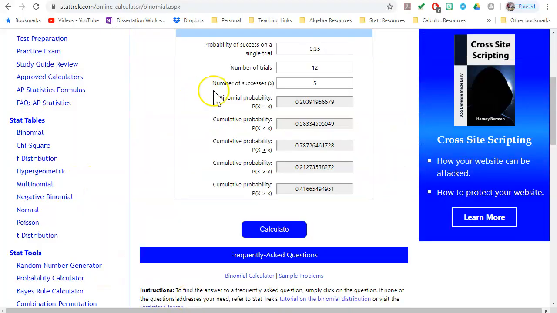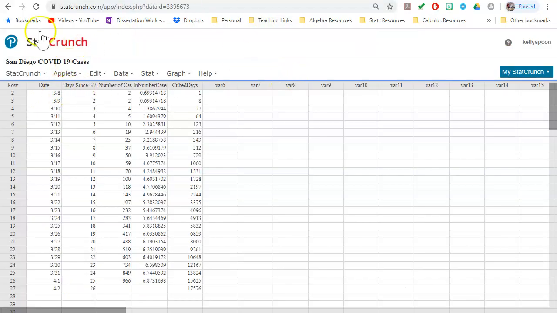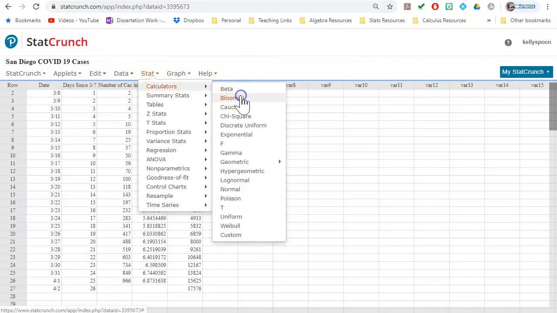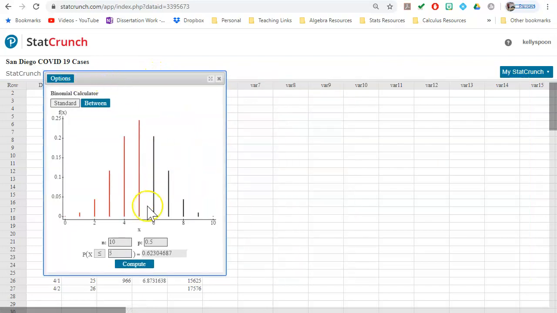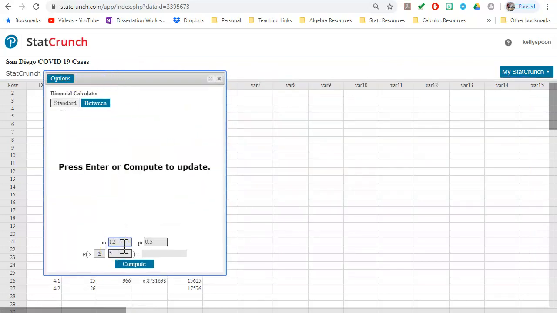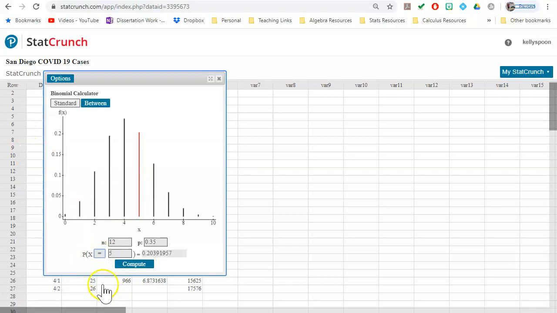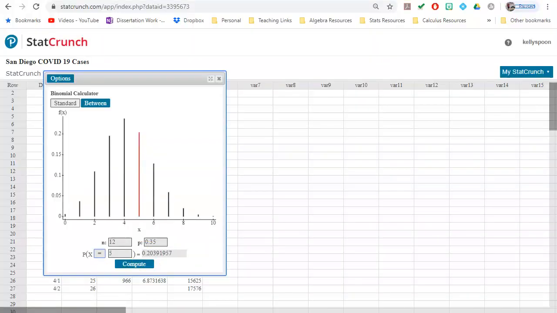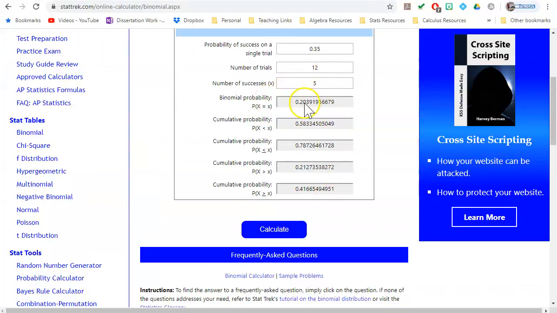I do want to show you guys one more way you could do this stuff. If you were in StatCrunch, there is actually a calculator for the binomial. So you can also do this within the binomial if you want. Within this calculator in StatCrunch, N is 12, P is 0.35, and we were interested in, so you're not distracted by any of the other answers, you have to think ahead of time, equal to 5. So you get that same number, 0.2039, that we got with the calculator, as well as using this binomial calculator online. So those are some ways to get those values.